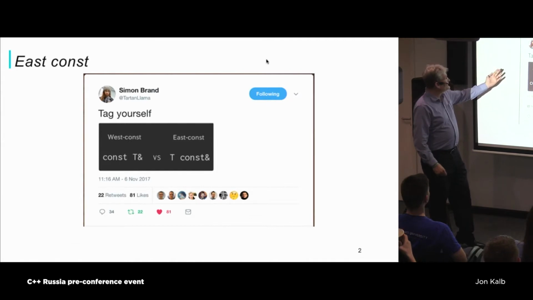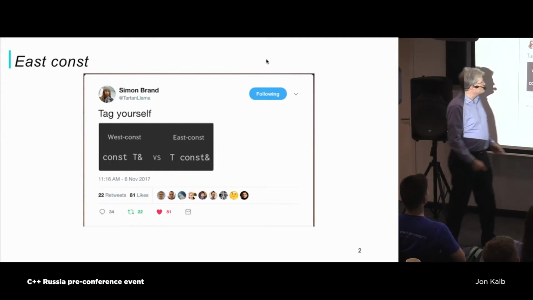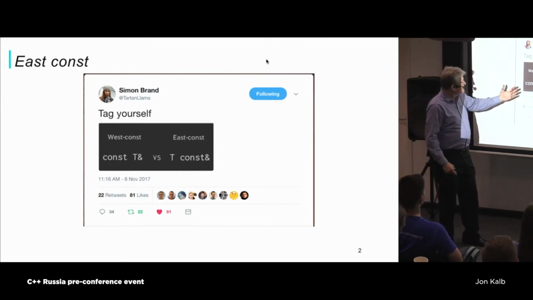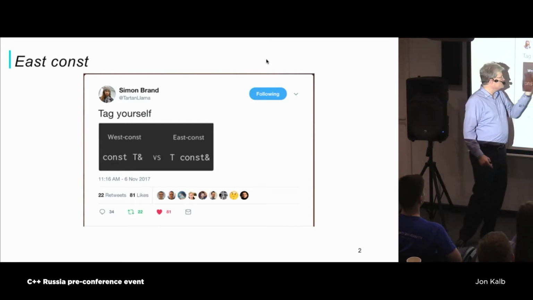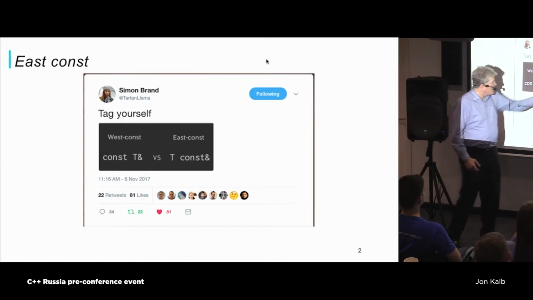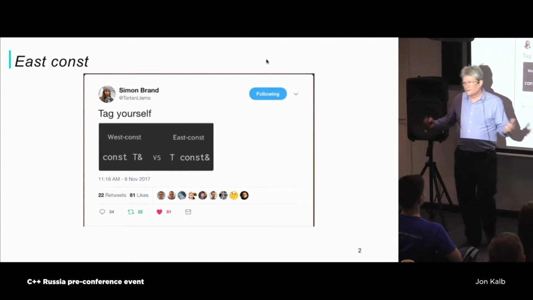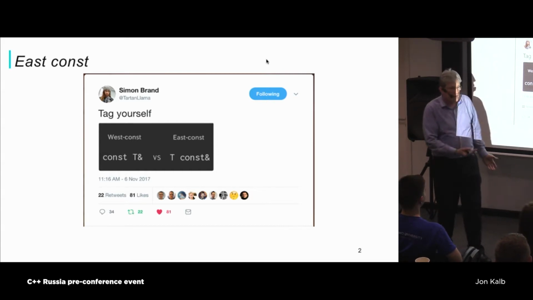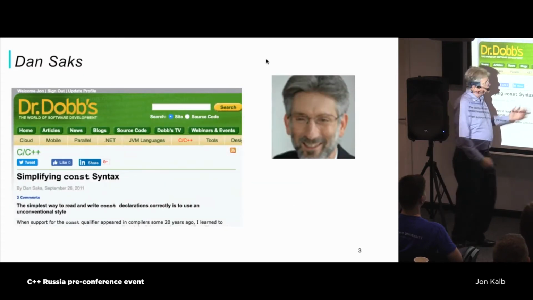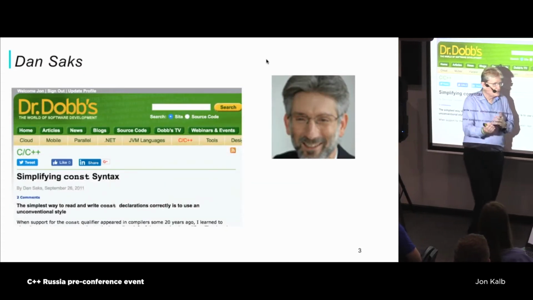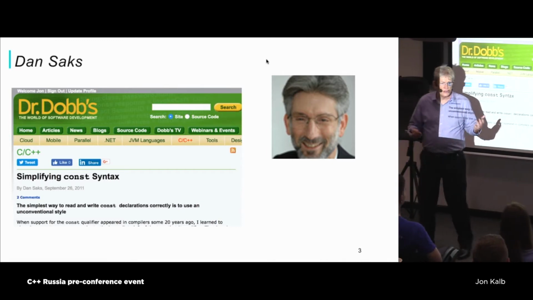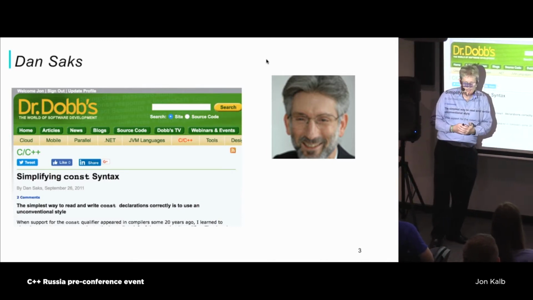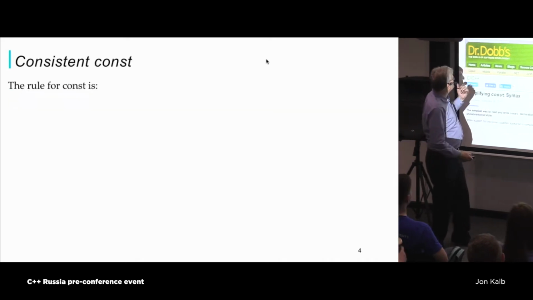and the name East Const actually comes from Simon Brand. It was a tweet that he did late last year, and he said, tag yourself. Are you East Const or West Const, depending on how you write const relative to what you're declaring to be const. This is a very old idea. Simon just came up with a new name for it, but the concept has been around for a very long time. Dan Saks was writing about this in the mid-90s. Sometimes it's called consistent const.